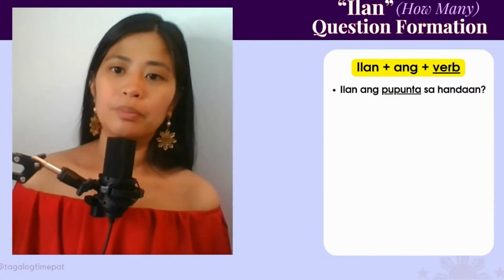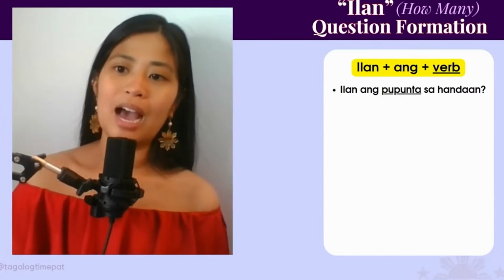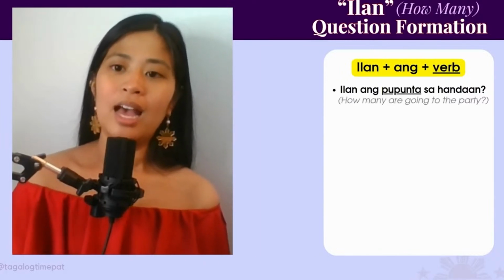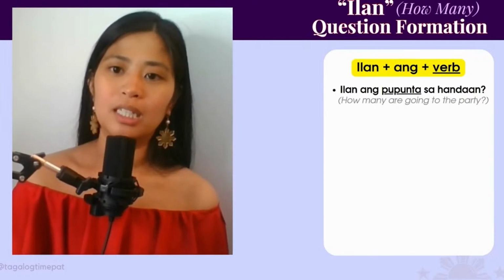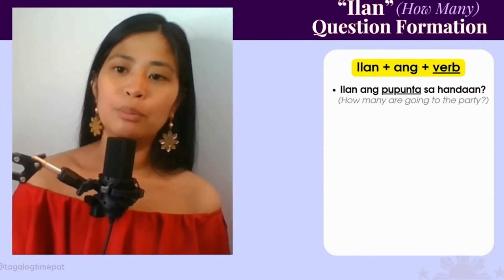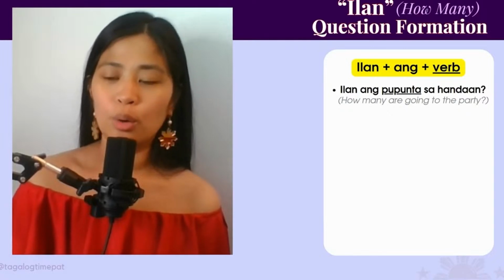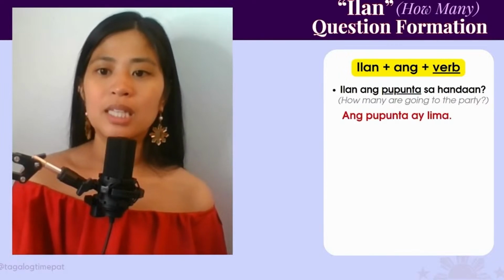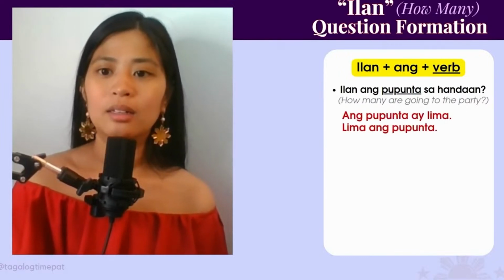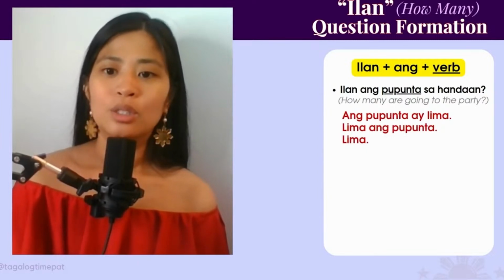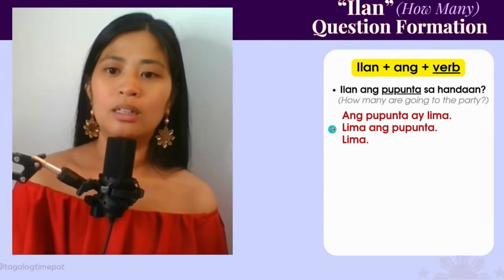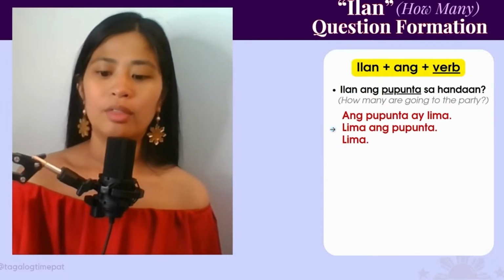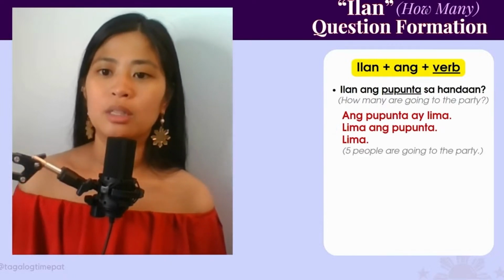All right, next, ilan ang plus a verb. Ilan ang pupunta sa handaan? How many are going to the party? Ilan ang pupunta? Pupunta is the verb meaning to go. So ilan ang pupunta sa party? The response is, ang pupunta ay 5. Or 5 ang pupunta. Or 5. I would say the second one. 5 ang pupunta. 5 people are going to the party.